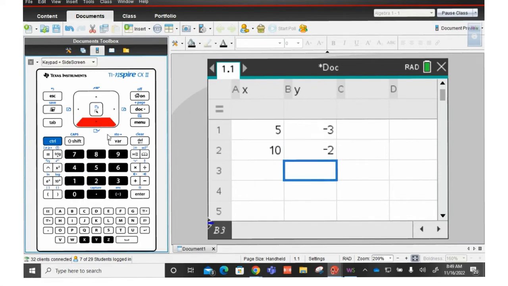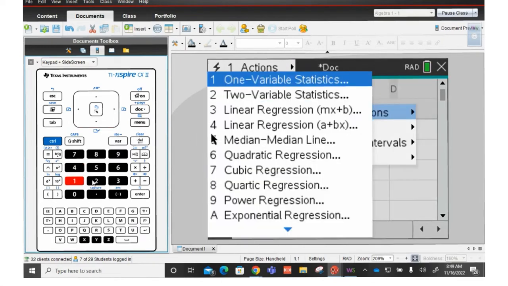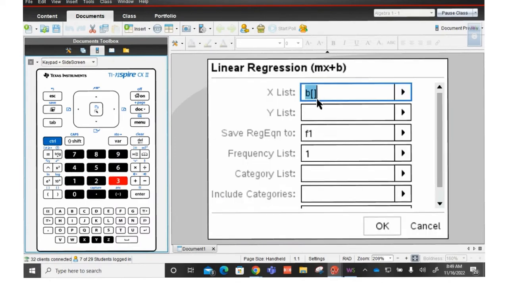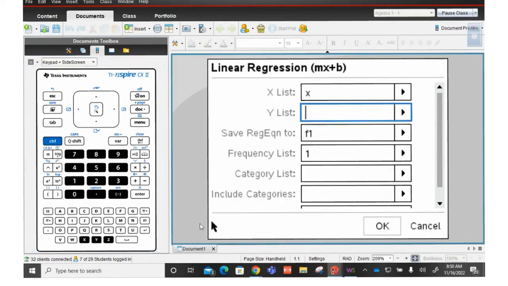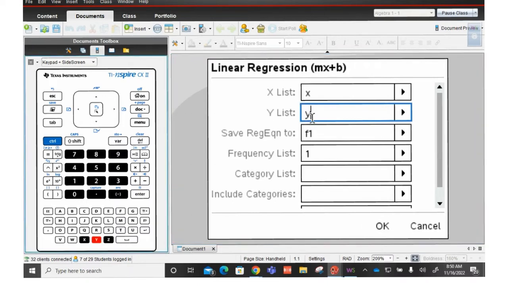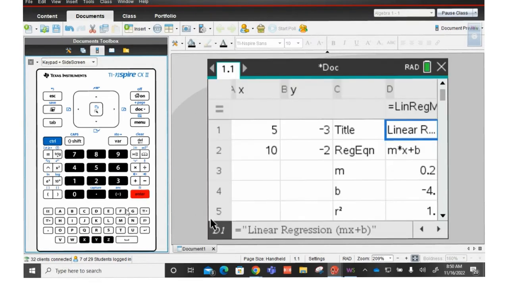Okay, now that we have the complete table, we're going to perform linear regression. In linear regression, remember page 4. So we are going to press menu 4 1 3. That is menu, statistics, linear regression. So menu statistics number 4, 1, and then type your x list, that's x, and then the y list, go down and type y. Then from here you either hit OK or enter. All right, then it gives us the linear regression in mx plus b.